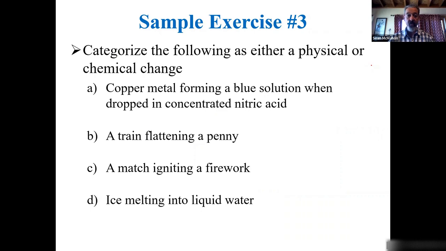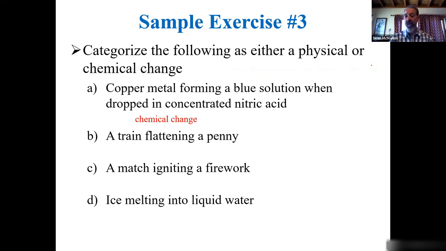Let's see how you're doing. And this will be it for the first lecture of chapter 3, where we were primarily talking about matter, how to categorize it, and how to identify physical and chemical properties. And to make it easy, how do we do that? We observe physical and chemical changes. So copper metal forming a blue solution when dropped in nitric acid. You can just think, I take a piece of copper, I throw it in nitric acid, and now a blue color happens. Is that color change evidence of something? It's a chemical reaction, a chemical change. There's a change in composition.